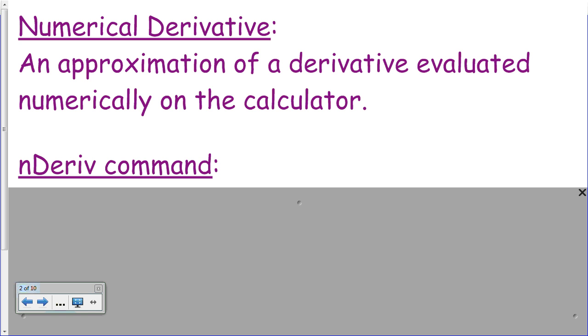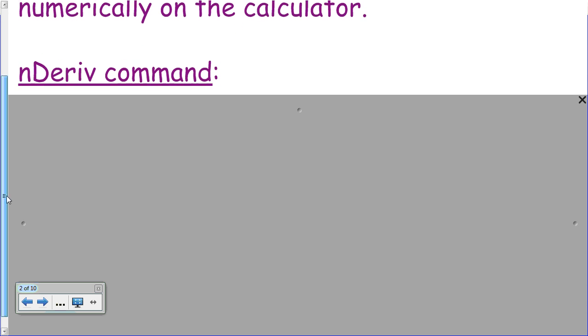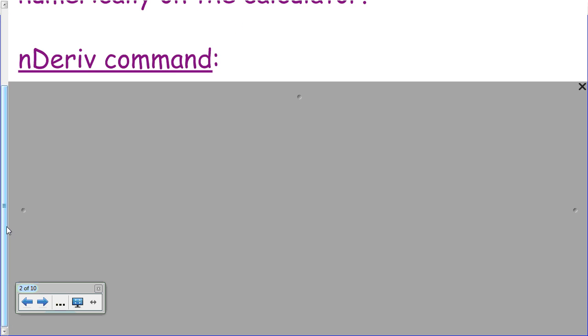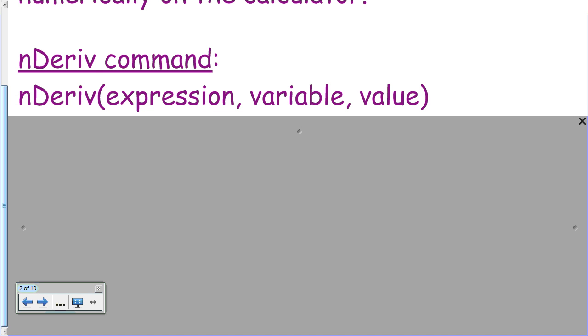In order to use this on the calculator, there's a new command that we're going to learn here, and it's called the nderiv command. There are a couple of different ways that you can use it. The first way is to say nderiv, which stands for numerical derivative, and then you specify three things. They're called the parameters.